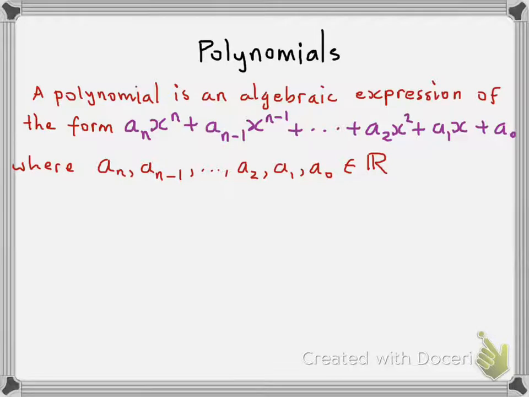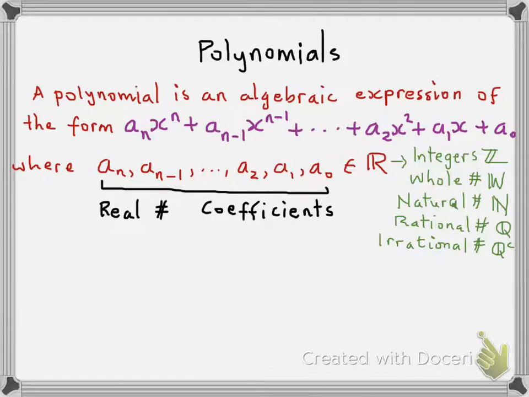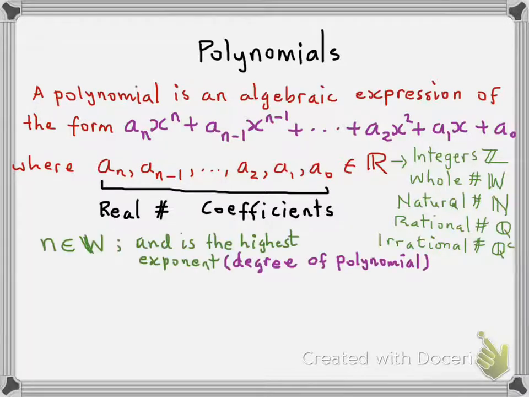Your a sub n, a sub n minus 1, a sub n minus 2, and so on, a sub 2, a sub 1, a sub 0, they belong to the set of real numbers. And you remember what real numbers are. They are made up of the integers, whole numbers, natural numbers, rational numbers, and irrational numbers. So those coefficients can be any of those things. They are called real number coefficients because they belong to the set of real numbers.